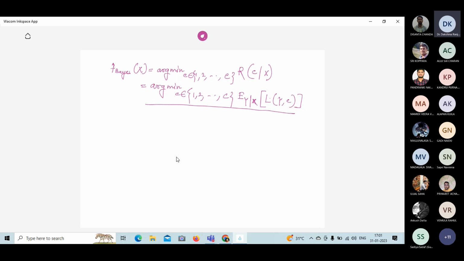Now we will apply the optimization and go for a number of iterations, and with that iterative way we can minimize the function. So we will get the optimal value for this risk function or the expected loss, and we can minimize the Bayes classifier when we get the error to be minimum.